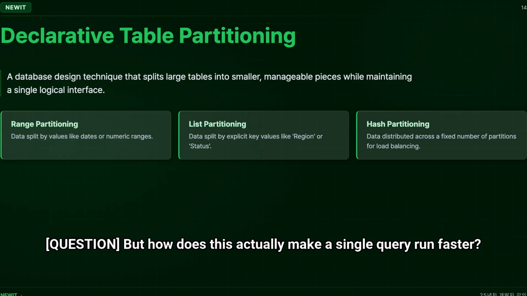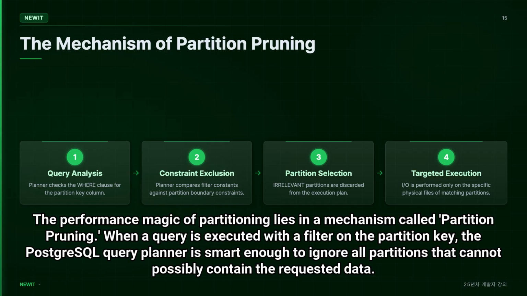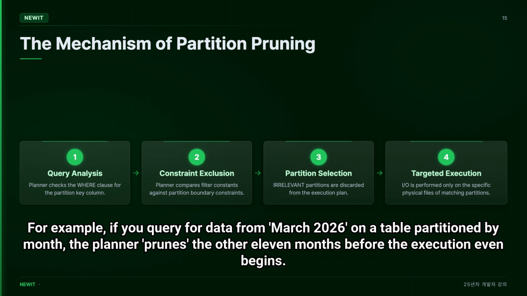But how does this actually make a single query run faster? The performance magic of partitioning lies in a mechanism called partition pruning. When a query is executed with a filter on the partition key, the PostgreSQL query planner is smart enough to ignore all partitions that cannot possibly contain the requested data. For example, if you query for data from March 2026 on a table partitioned by month, the planner prunes the other 11 months before the execution even begins.